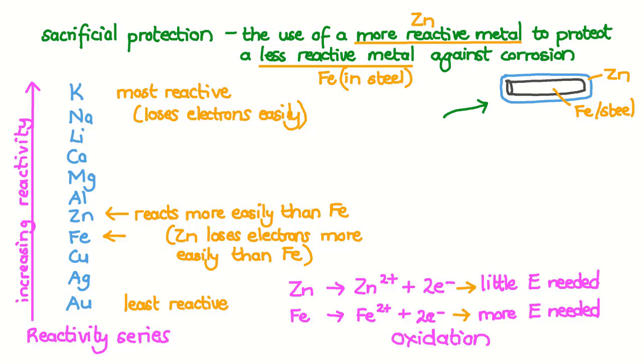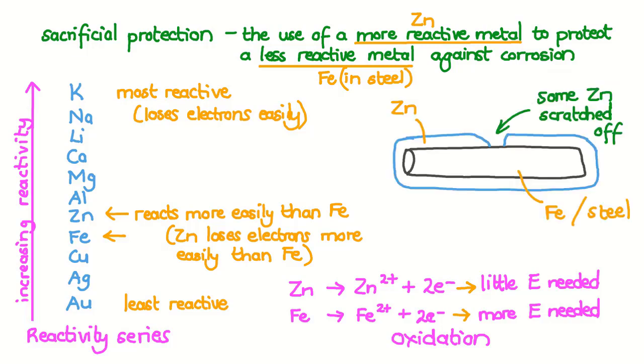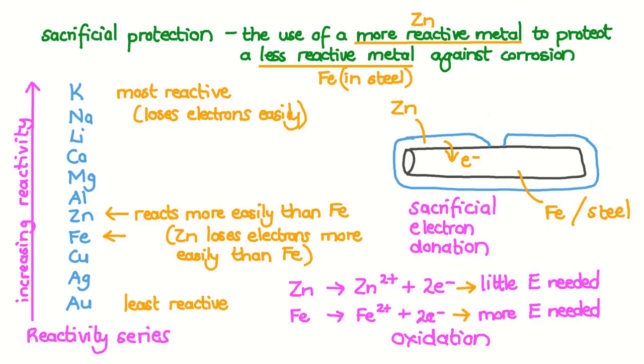If we enlarge this image, and if some of the zinc coating from galvanization was accidentally scratched off, or through wear and tear on the use of this metal part, it won't be a problem. The zinc will preferentially donate electrons to the iron, which we call sacrificial electron donation, and will itself react with oxygen or water to produce zinc oxide, ZnO.